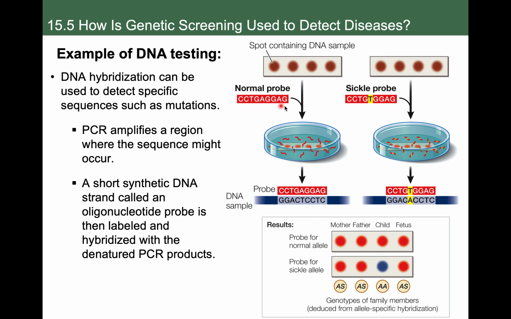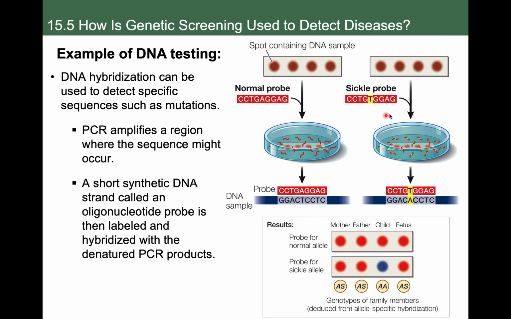So these are basically little short fragments of DNA synthesized in the lab that would have some tag added to them so they could be easily visualized by the researchers or the person conducting the test. And so you would have a probe that corresponds to the normal hemoglobin protein sequence, beta globin sequence, and then you would have a probe corresponding to the mutated, point mutated beta globin sequence that would lead to sickle cell anemia.